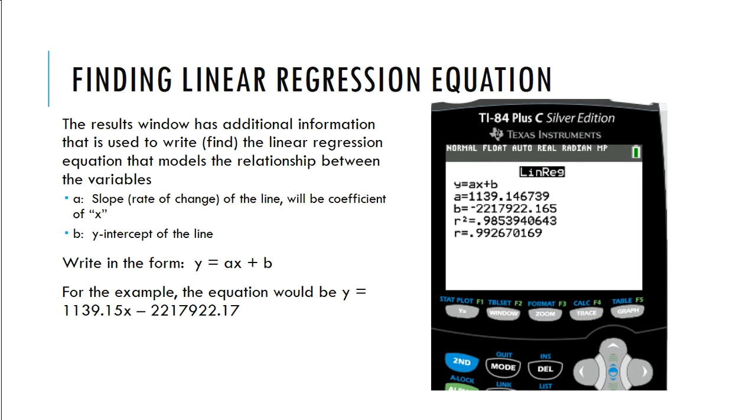So the results window has additional information. So again, A for this one is the slope, B is the Y intercept. So then to write the form, you do Y equals AX plus B. So all I'm doing is plugging in what I see from the calculator. So I get my equation or my line of best fit.